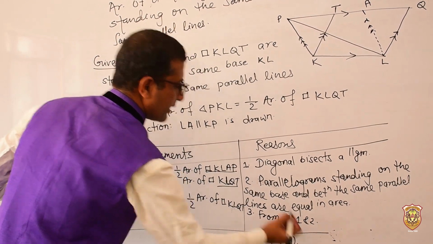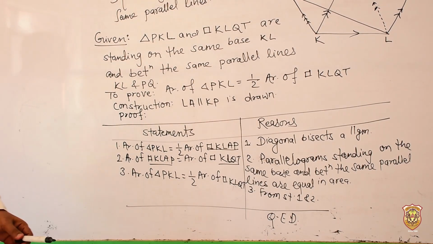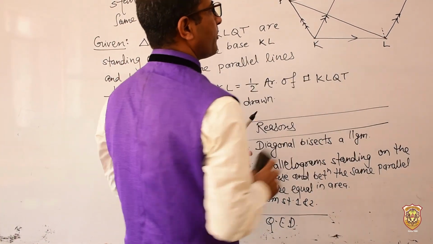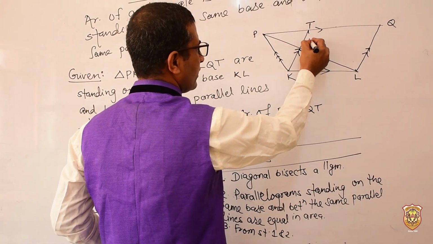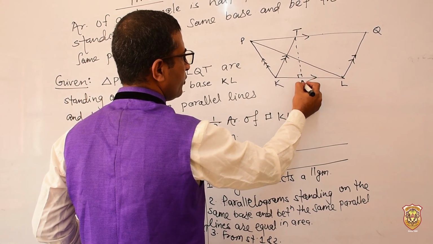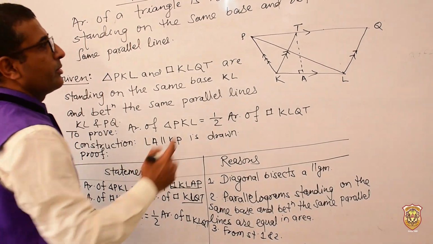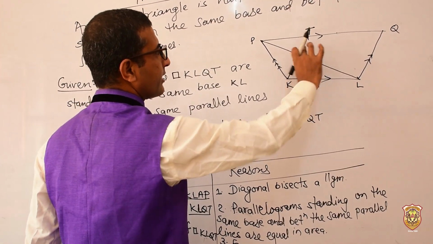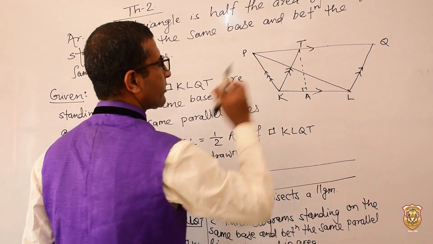We have completed the second theorem in this way. In another way, same as the earlier one, we have drawn a construction where a perpendicular was drawn. If we draw a perpendicular line, then for this triangle the base is this and that's the height, and for this parallelogram the base is this, and that's the height.